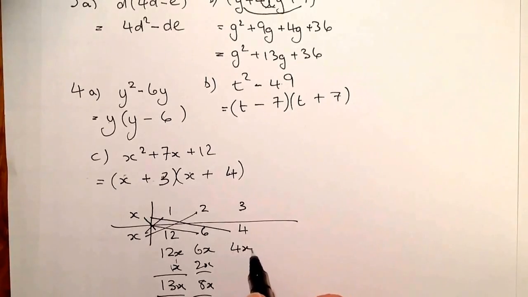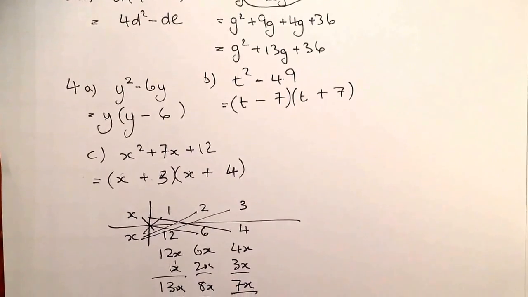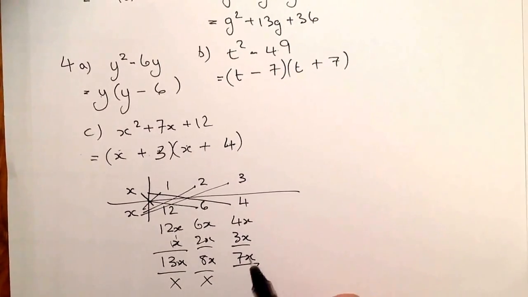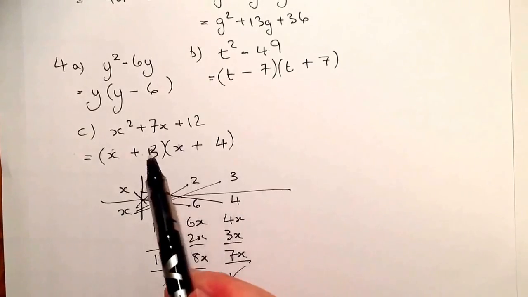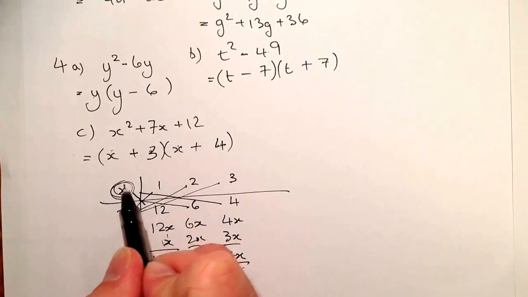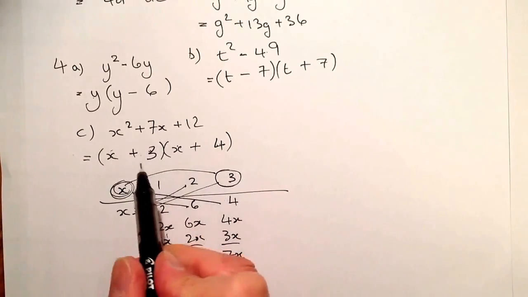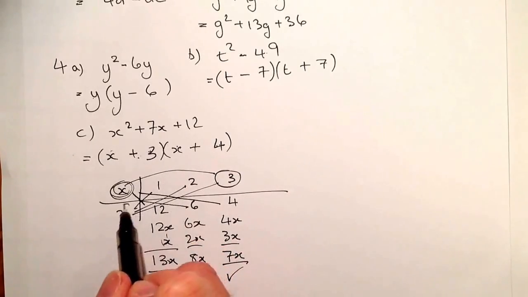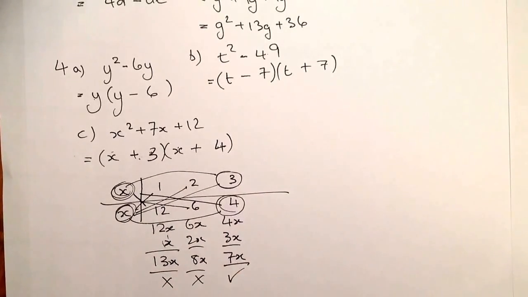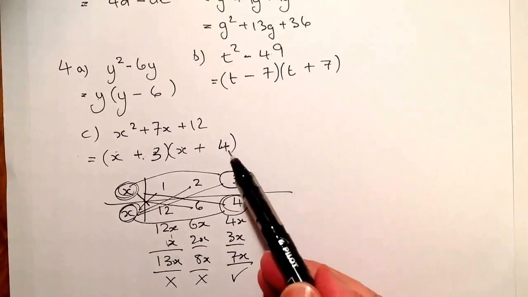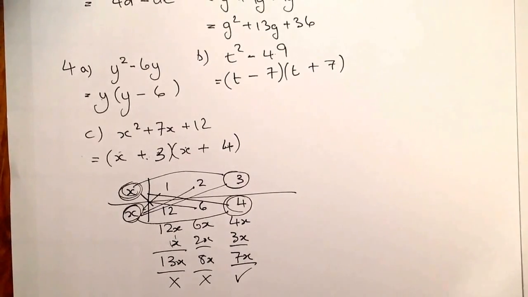Multiplying across here, 4x, multiplying across here, 3x, gather together, that gives me 7x. So what I can see there is that's the exact same as the middle term, so that's going to be my factors. The way I would put it into the bracket, I'd gather that x there with the 3, that gives me the x plus 3 in the first bracket, that one there with that 4 there, and that gives me the x plus 4 in the second bracket. And that's a way of factorising if I can't go straight and do it into the brackets.